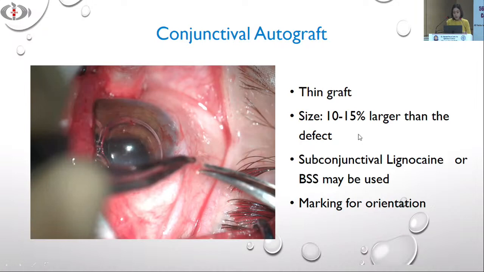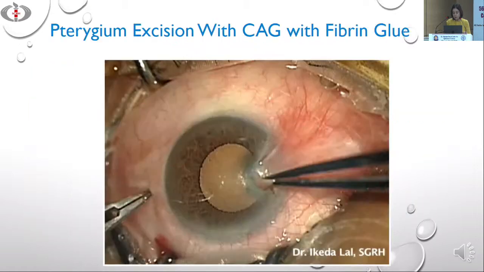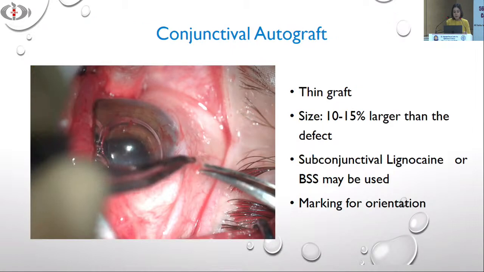So now, before we talk about the surgery, we'll talk a little bit about harvesting the conjunctival autograft. Can we play this video, please, from there?